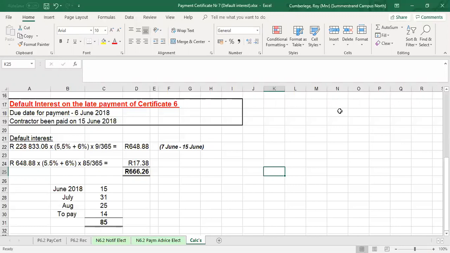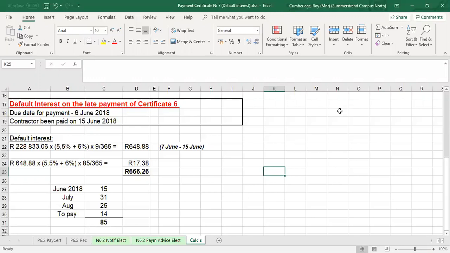According to this JBCC, default interest is calculated at 6% above the ruling rate of interest. So if the ruling rate is, in this case, 5.5, and that is the rate at which the Reserve Bank borrows money, we add another 6% on top of that. Remember, when we calculated the compensatory interest, it was just a straight calculation. We didn't add the 6%.